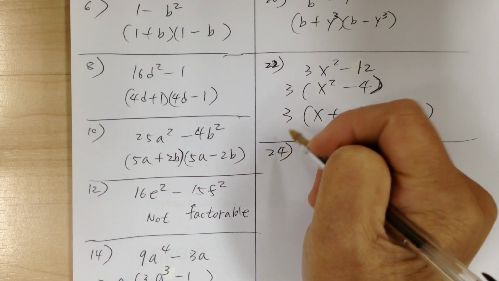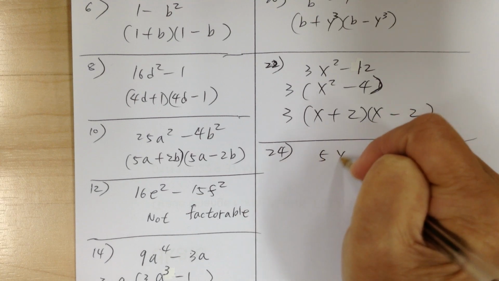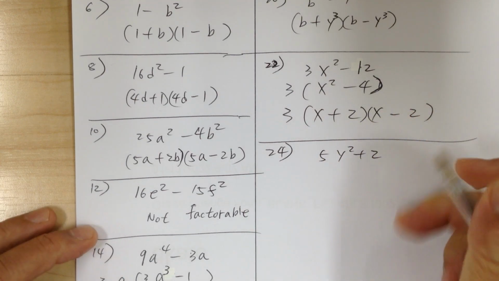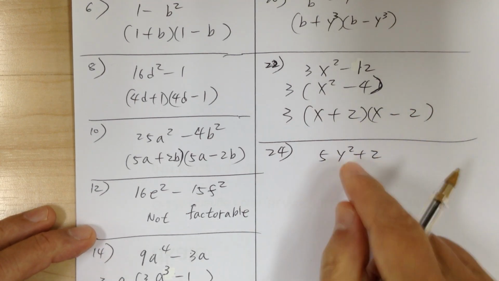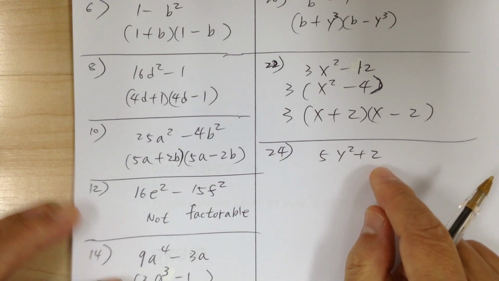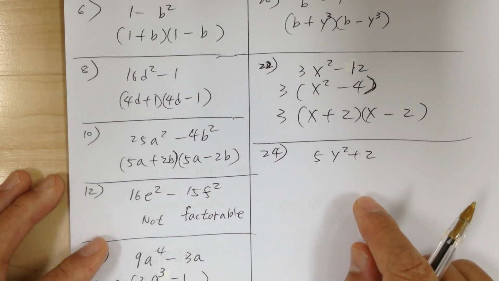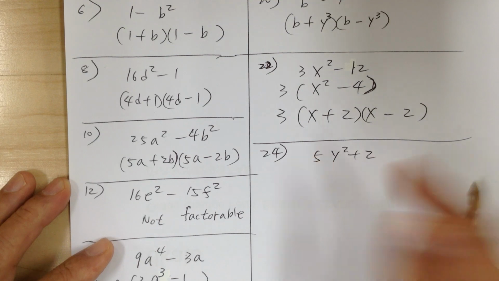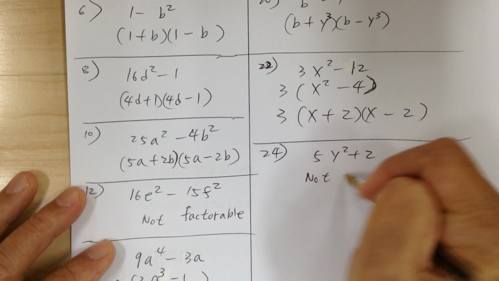Okay, 24. You have 5y squared plus 2. So step 1, common factor, you cannot do anything to it. Step 2, 2a, the difference of squares. This is not a square, so cannot. So this is not factorable.